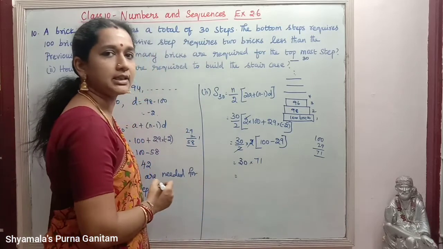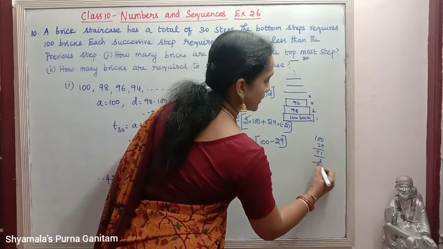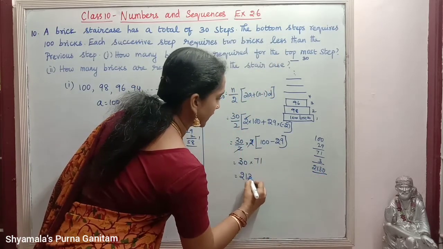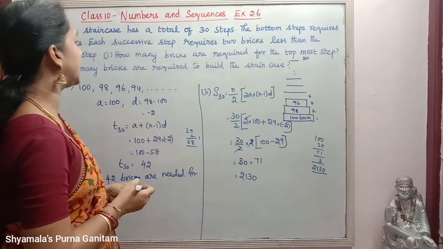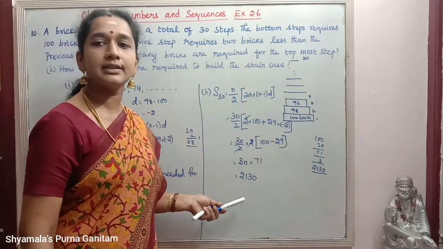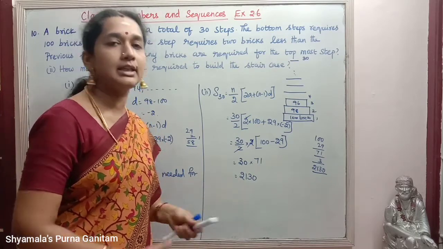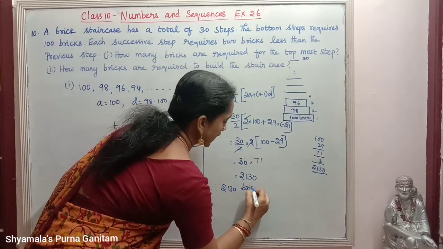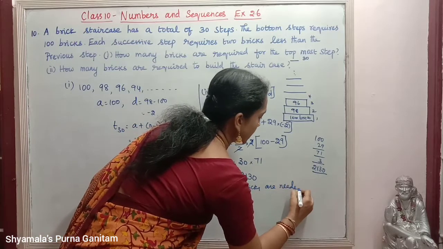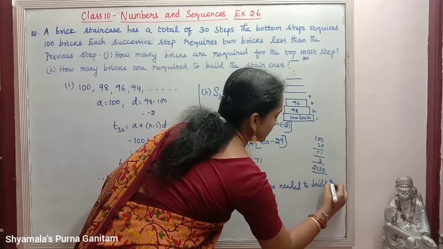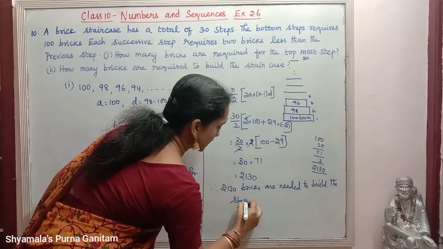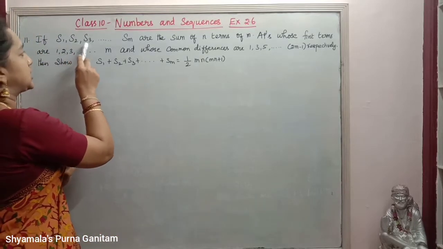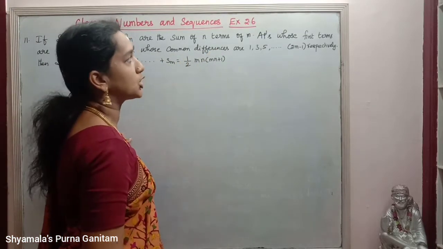So when we multiply 30 into 71, we will get 2130. So how many bricks are needed to build the staircase? 2130 bricks are needed to build the staircase. Therefore, 2130 bricks are needed to build the staircase.